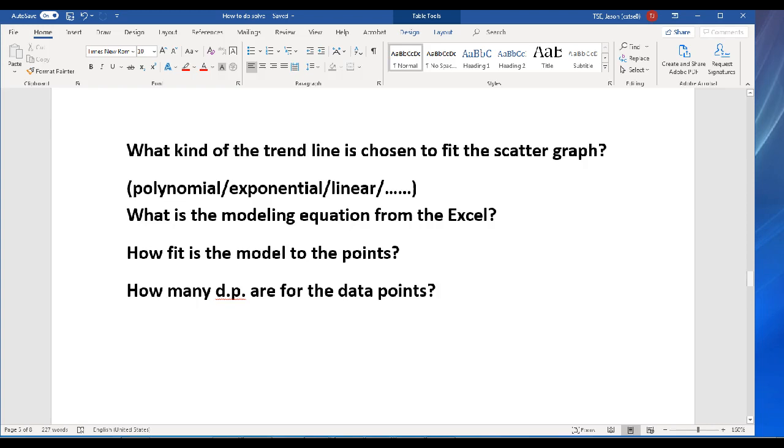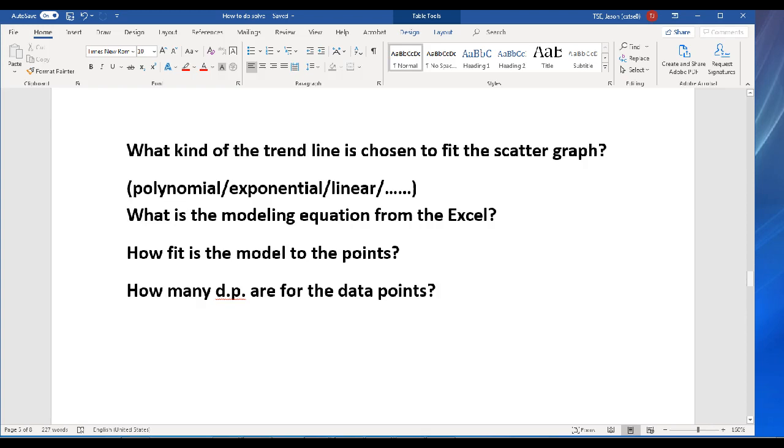Okay, and there are some hints for you, and you need to try to answer them. Through answering them, you give some description of the work you did in Excel. All right, so you need to state what kind of trend line is chosen to fit the scatter graph. Okay, so there are some options in Excel: polynomial, exponential, linear. So you need to answer that. I'm not going to give you the answer. Possibly you've already known the answer. What is the modeling equation from the Excel?